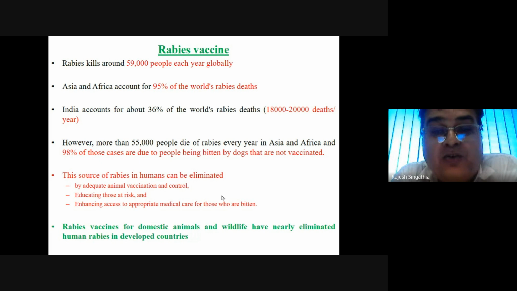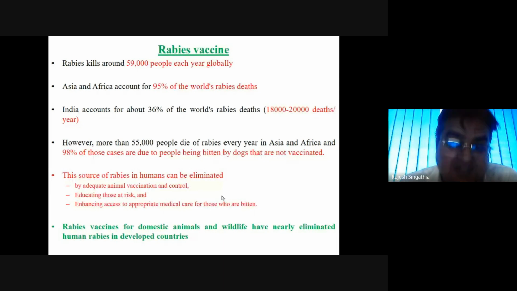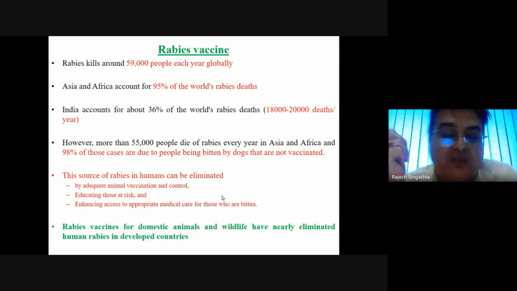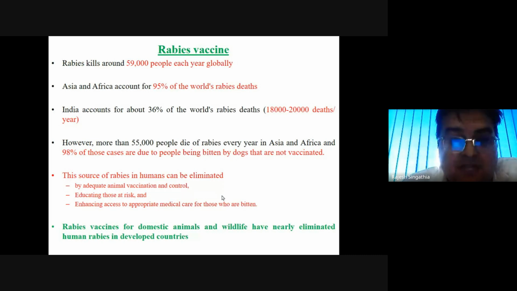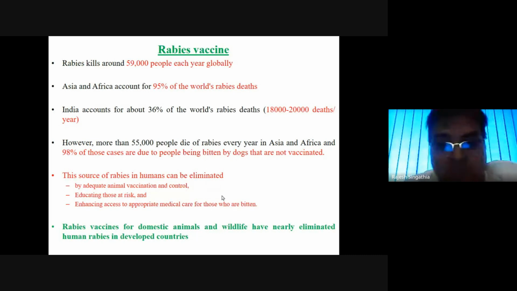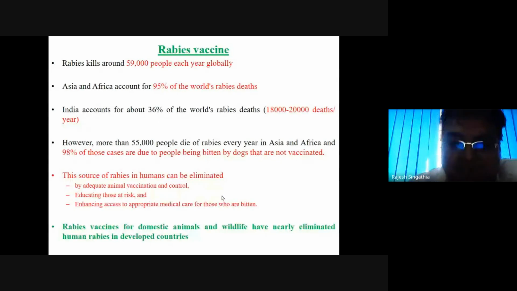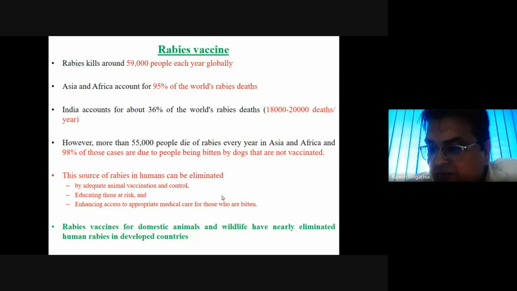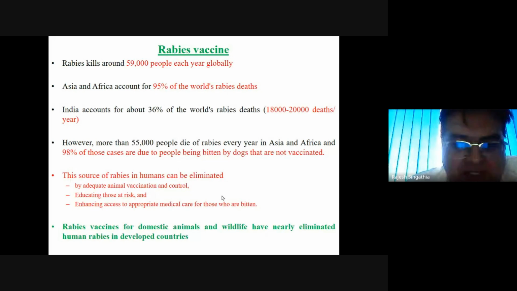So again, this is a disease of public health importance. How can the source of rabies in humans be eliminated? By adequate animal vaccination and control, by educating those at risk, and by enhancing access to appropriate medical care for those who are bitten. Rabies vaccines for domestic animals and wildlife have nearly eliminated human rabies in developed countries like Australia, Ireland, Fiji, Finland, Japan, New Zealand, Sweden, and the United Kingdom.